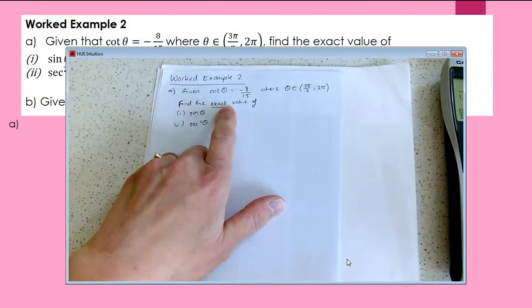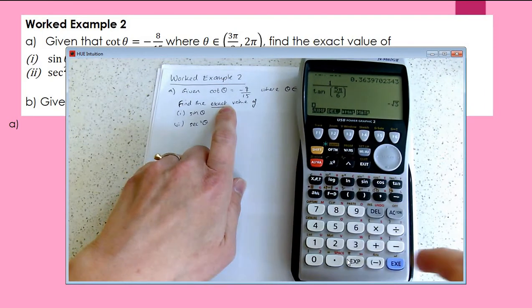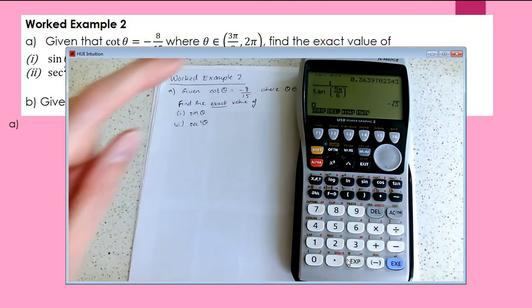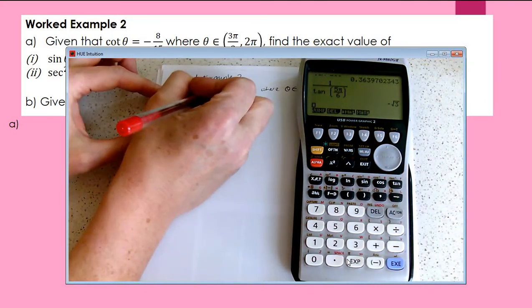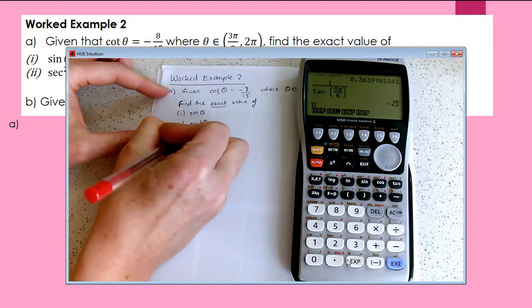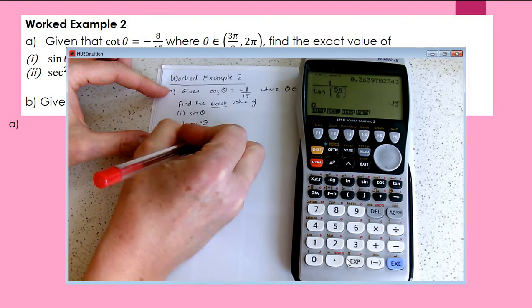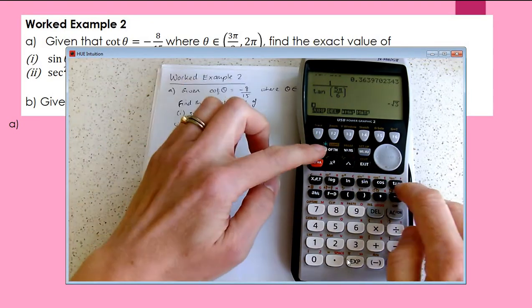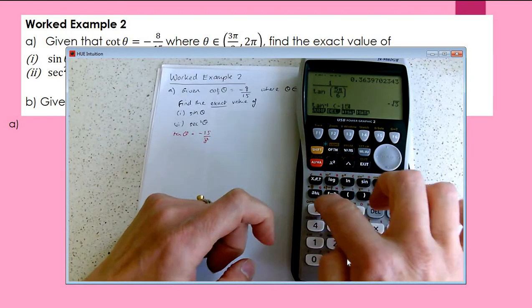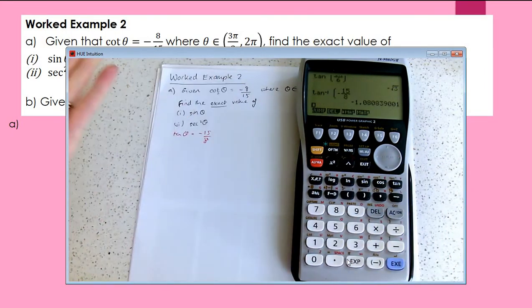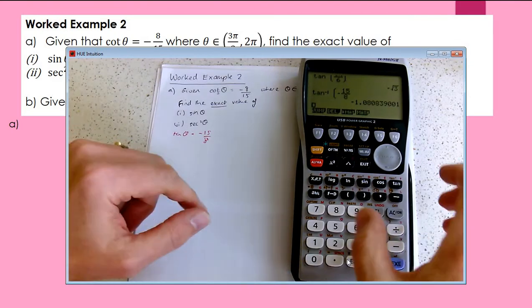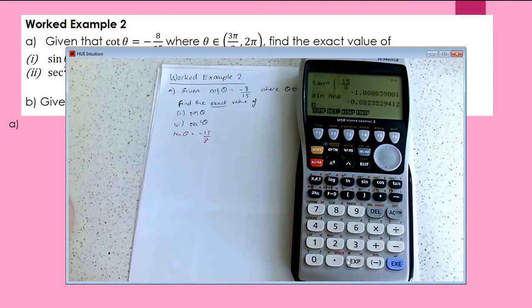Okay, right, now you might just want to try on your calculator, so let's try this. So cot theta is negative 8/15, so that means tan theta would be negative 15/8. So if we do inverse tan of negative 15 over 8, it gives us an answer in radians. And then we want to sine it. So sine of that answer gives us a decimal. So sadly, your calculator, while it will give you roughly where you should be, you cannot use it and just do inverse cot and then sine it. So we need a different strategy.